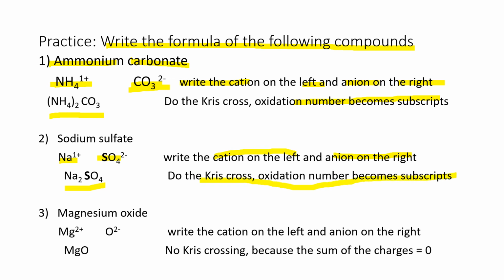Number 3, magnesium oxide. Again, write the cation on the left and the anion on the right. So the cation is Mg 2 positive and O 2 negative is the anion. No need to do the crisscross, remember, because the net charge is equal to 0. Therefore, the formula is simply MgO. Remember, no crisscrossing because the sum of the charges is equal to 0.